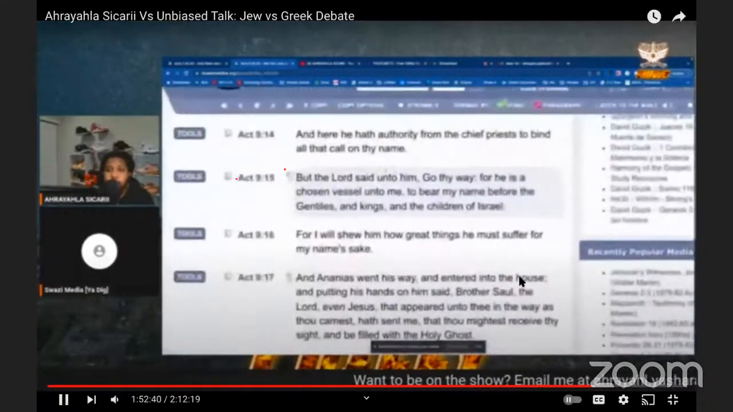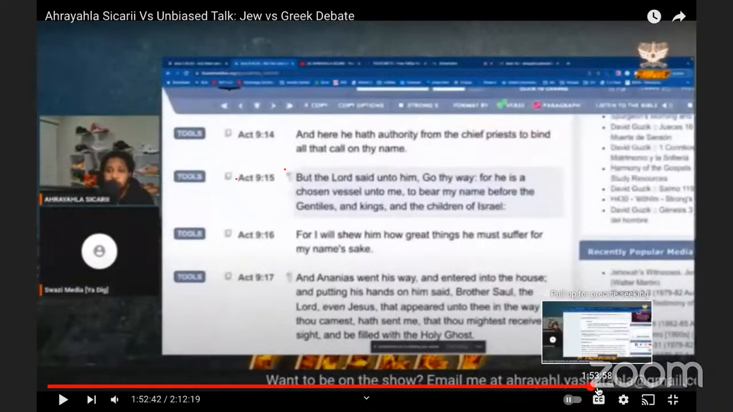Acts 9:15. But the Lord said unto him, "Go." Okay, no, it says Gentiles, so he ain't gonna let me say Gentiles, so you can skip past that.